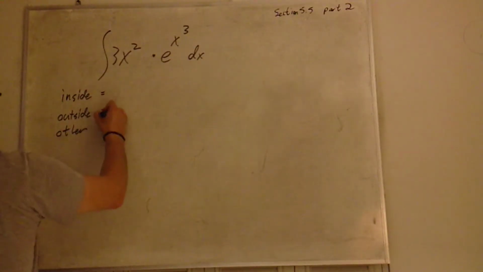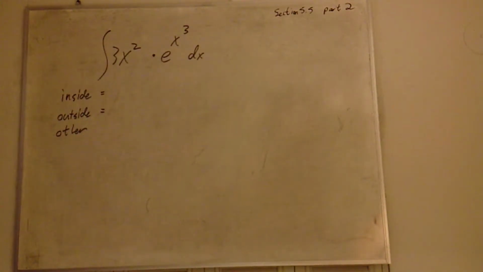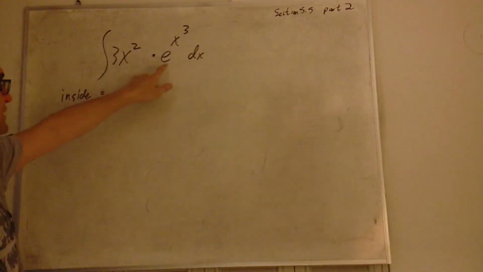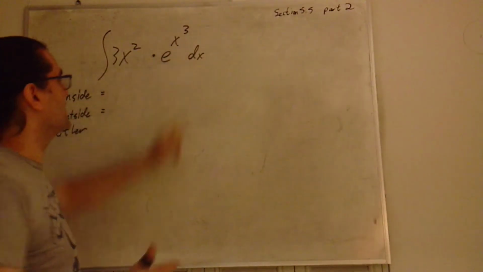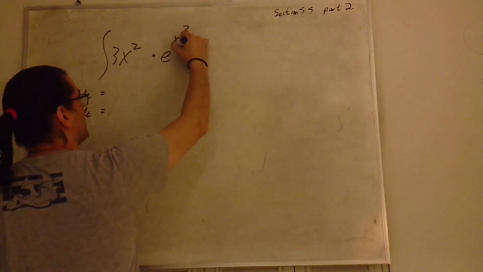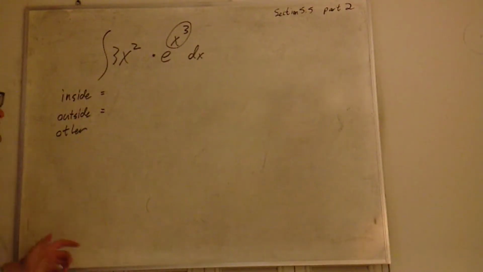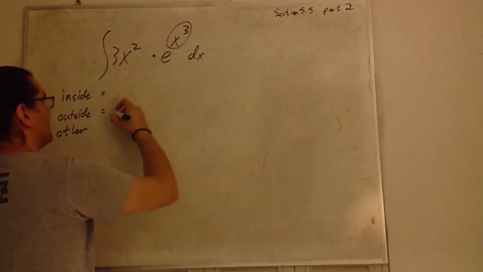The inside and the outside both come from the composite function. This is not a composite function. It doesn't have an inside or an outside. This is where the inside and the outside business happens. This is e to something, but that something is a function. So this is our composite bit.